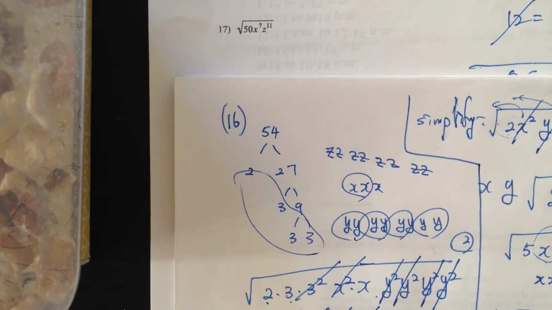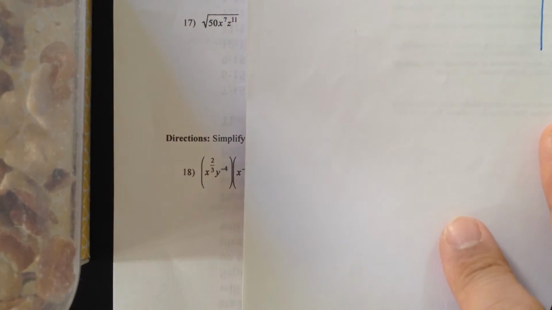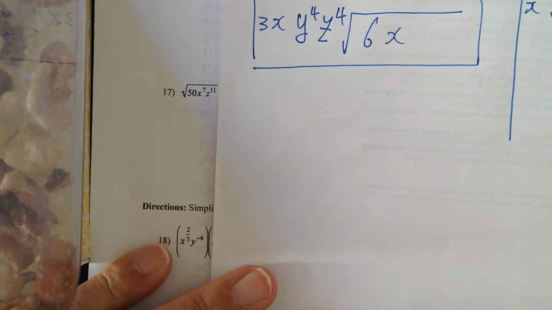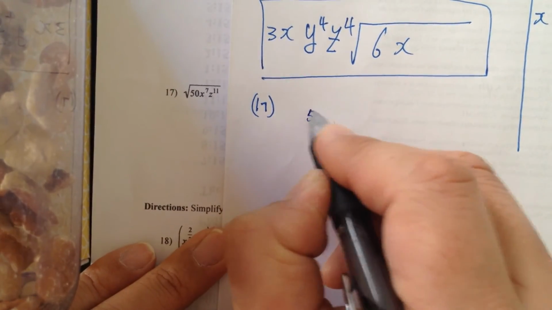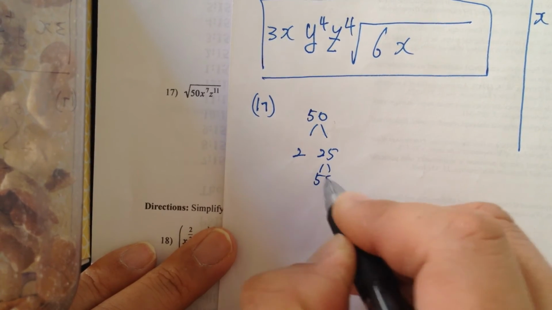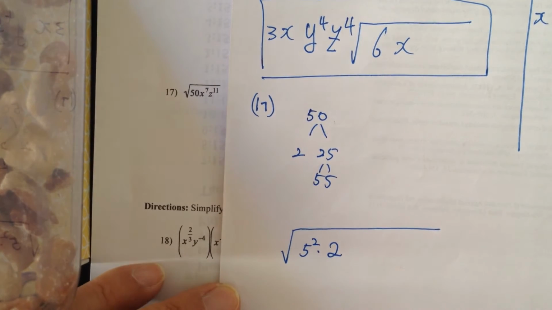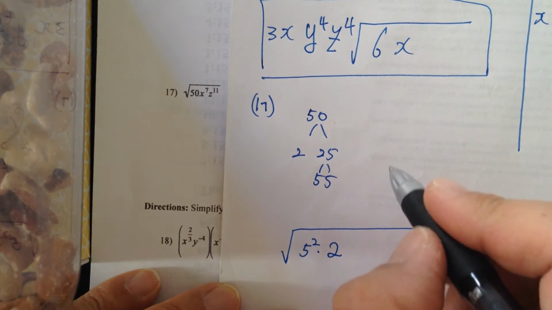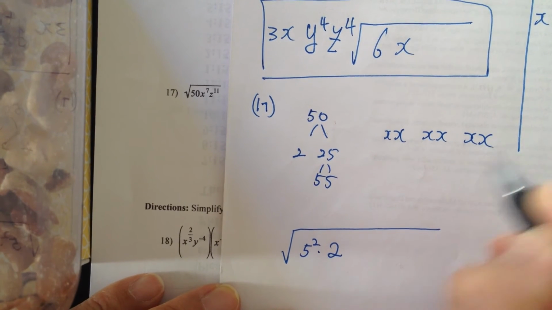17 we're going to do. So I'll do it on the same page here. 17. Here we're going to do, okay. X to the 7th power, you already know. You can make a group of 2, and there are 3 groups.